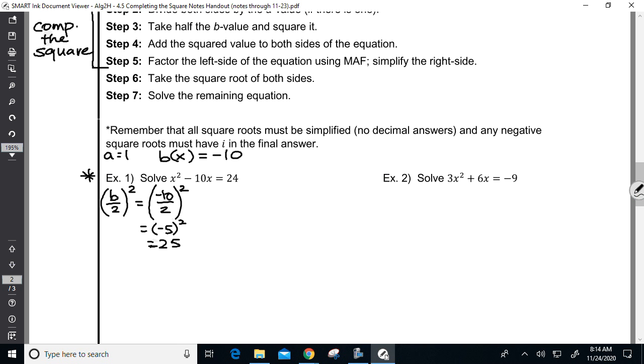Step 4, add the squared value to both sides of the equation. So we're going to take 25 and add it to both sides of the equation. We started with x squared minus 10x equals 24. We're going to add 25 to both sides of the equation. Remember, you can't change one side of the equation without doing it to the other side. Basic fundamental rule for solving the equation.